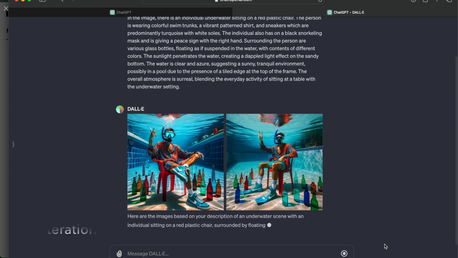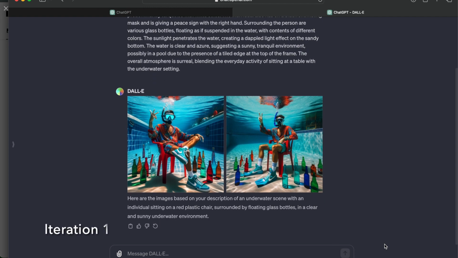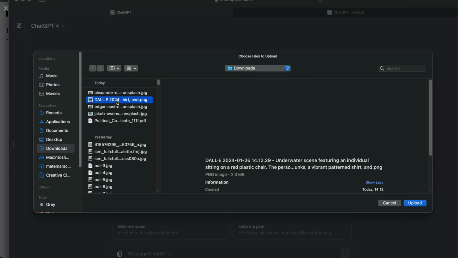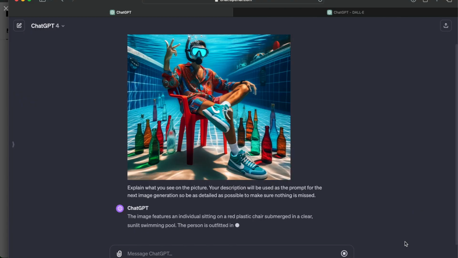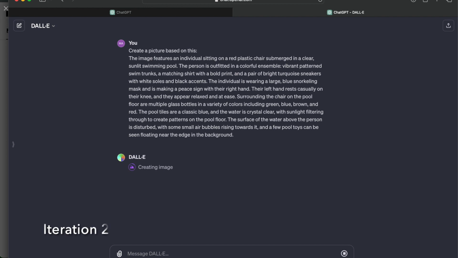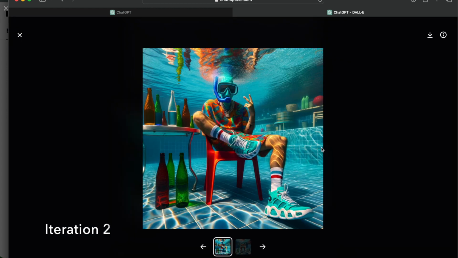Not too bad at all. I think the basics are well preserved. We still have the red plastic chair, the colorful trunks, the glass bottles, so we are not far off. Okay, let's go back to GPT-4 for a new description, then back to DALL-E. The second picture is still very similar to the original, and I can only see small differences.